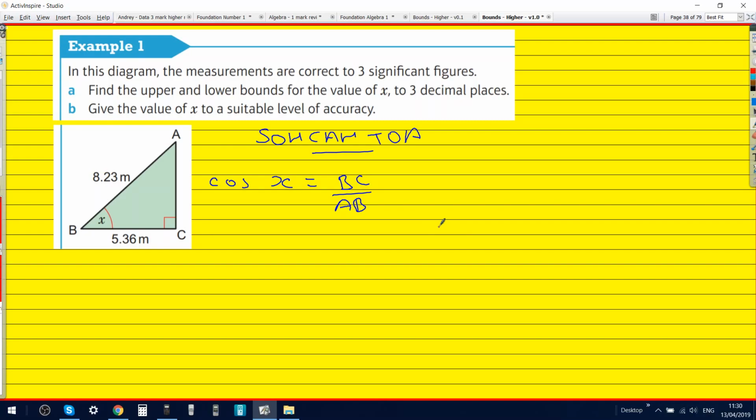Yeah. And we want the upper and lower bound for x. How do we do that? All right, yeah, so 8.225 or 8.235. Yeah, so that's AB. And then 5.355 and 5.365. Okay. So the lower bound would be 8.235 divided by the, wait, no, the higher. So 5.365 divided by 8.225.